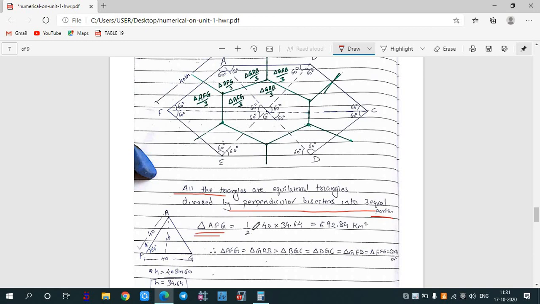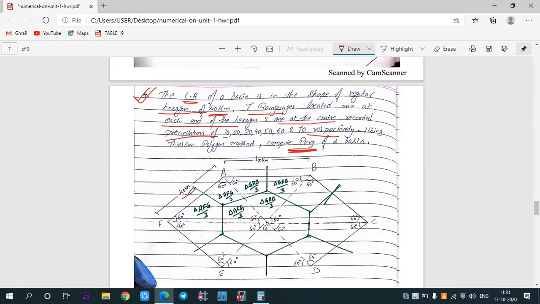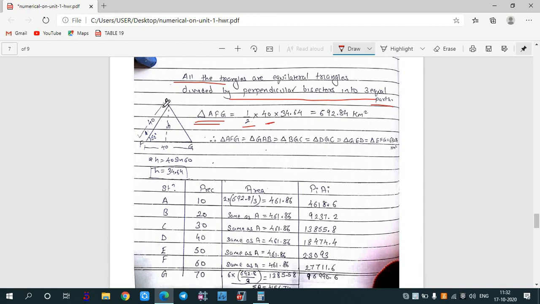The area of the first triangle will be half into base into height. We have the base, because we know that all the sides of the hexagon are 40 km. We have the base, but we don't know the height. For the height, we need to consider this triangle. As you know, this side is 40 and this side is also 40. We need to calculate the height. So the height will be, sine theta.